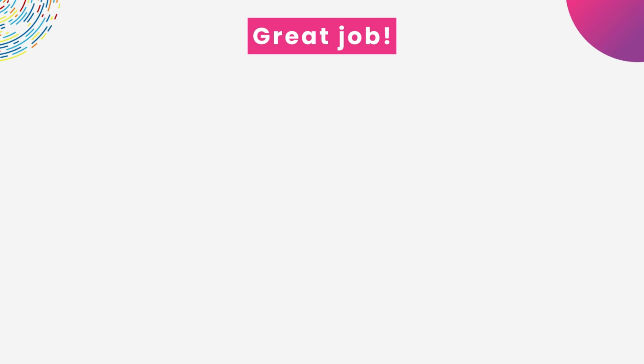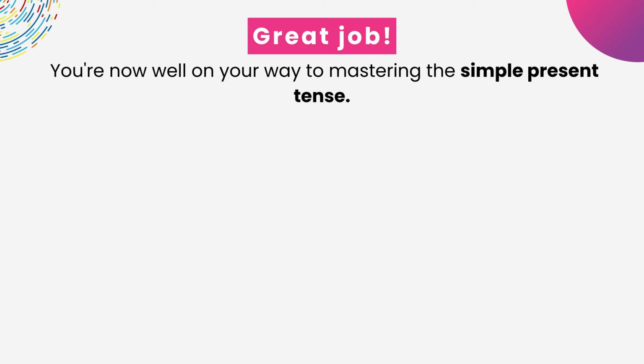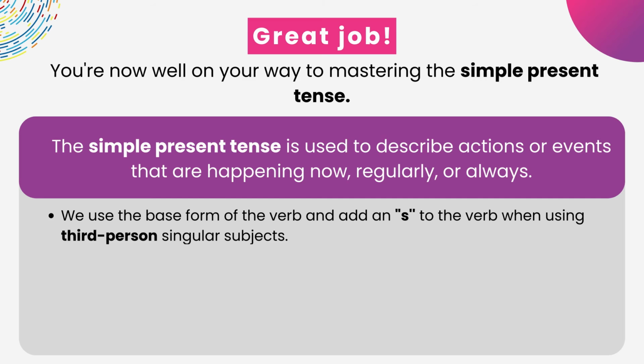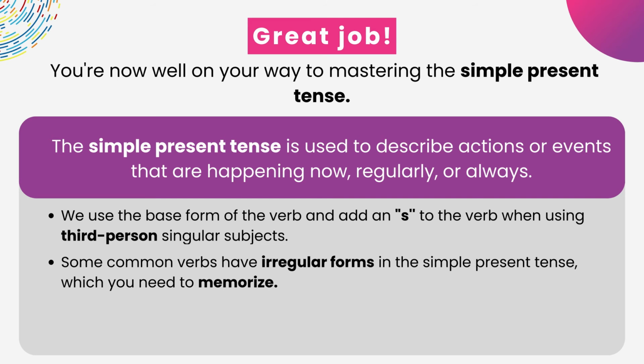Great job! You're now well on your way to mastering the simple present tense. To summarize, the simple present tense is used to describe actions or events that are happening now, regularly, or always. We use the base form of the verb and add an s to the verb when using third-person singular subjects. Some common verbs have irregular forms in the simple present tense, which you need to memorize.